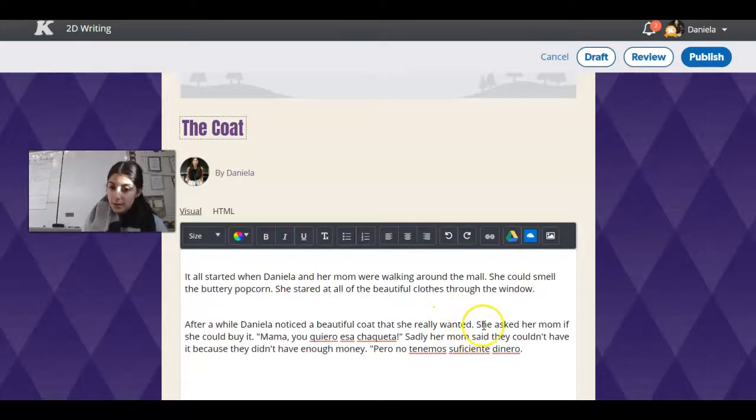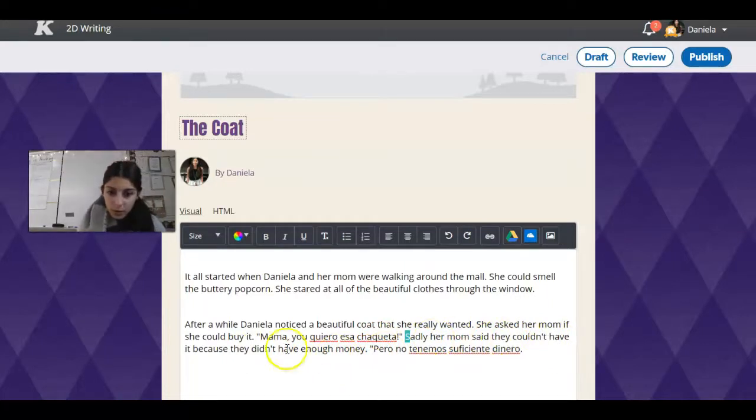Period. Then I started with a capital. She asked her mom if she could buy it. Period. And then here I have talking, so I have my quotation mark starting here. Mamá, yo quiero esa chaqueta. And then I ended with my quotation mark. Now I have a capital letter again. Sadly, her mom said that they couldn't have it.